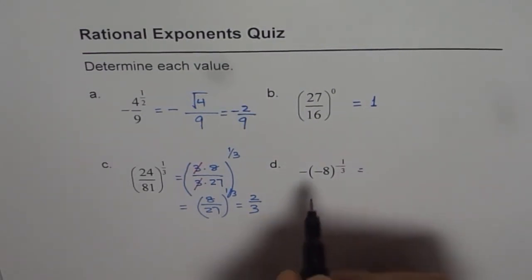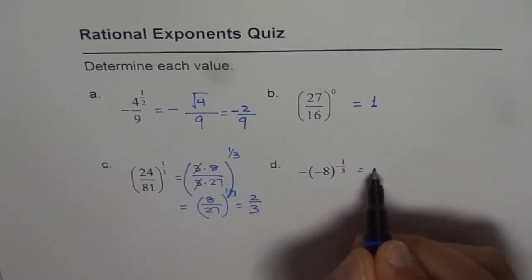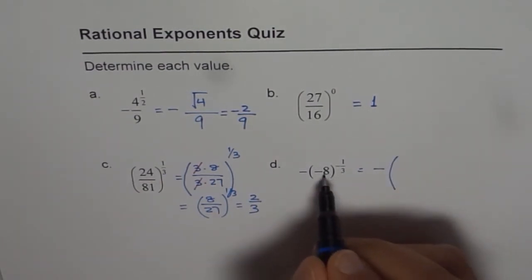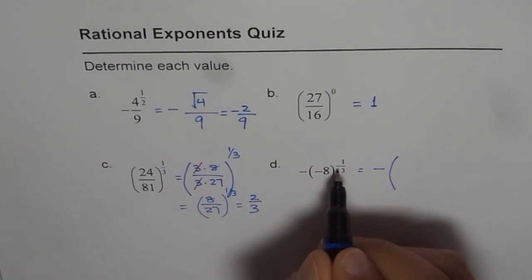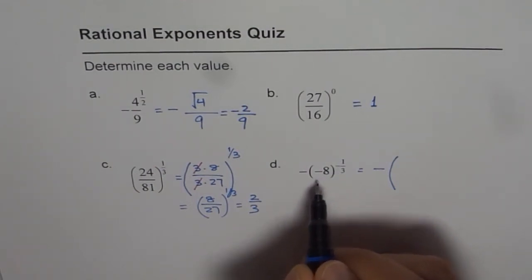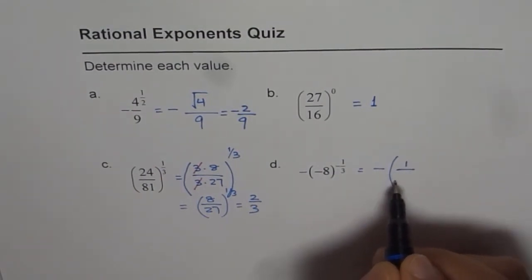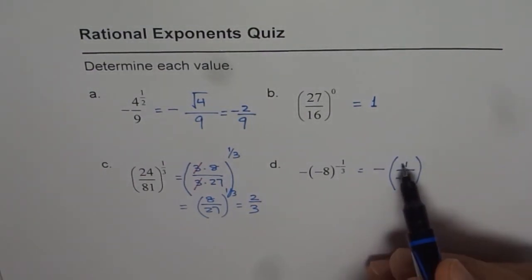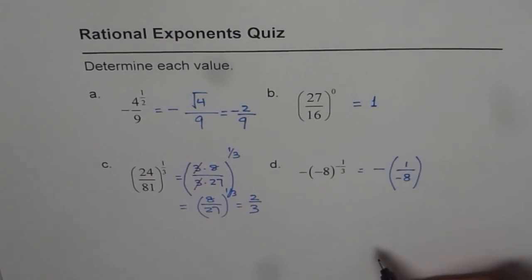Now the last one is minus of minus 8 to the power of minus 1 over 3. Now it's important to note that this minus is separate. So we have to keep it separate. Now it's minus 8, to the power of minus 1 over 3. That minus will make minus 8 a reciprocal. So we could write this as 1 over minus 8. Do you see that? We could have written minus 1 over 8 also. Either way it is correct.